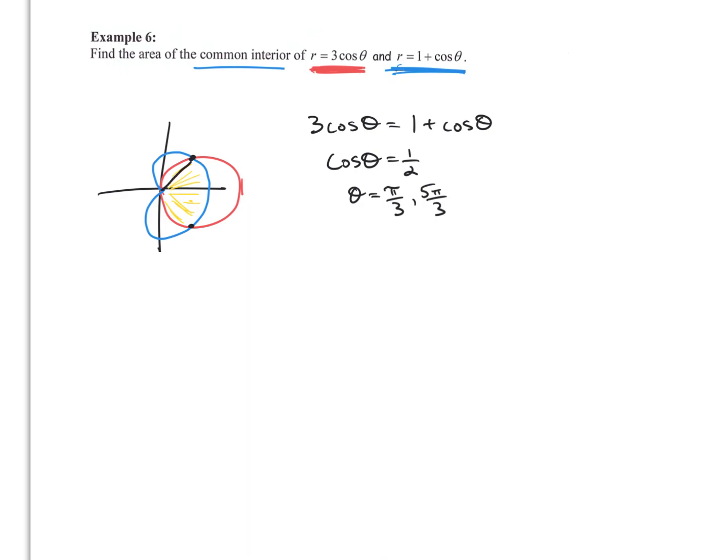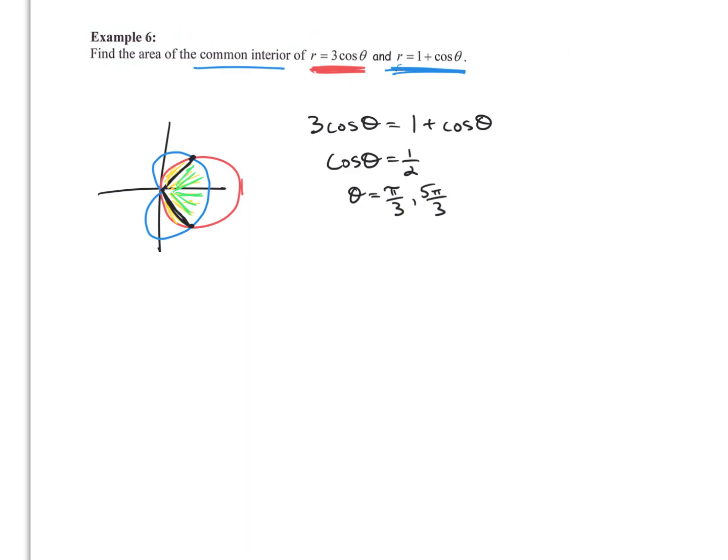So when we split these up, I kind of want you to draw it too. You basically have this portion with the blue, and then you have this portion with the red one. I think of them as little slivers. On this one, do I have an outside and an inside very often? No, I don't have that. But I have this portion with my blue one, my 1 plus cosine, and I have this portion with my red one, which is the 3 cosine theta.